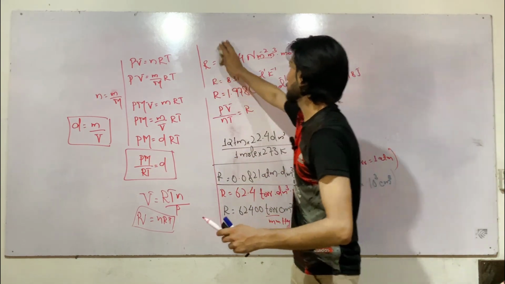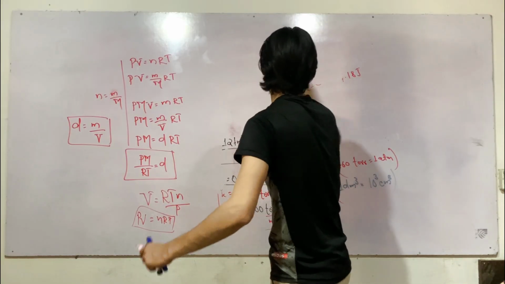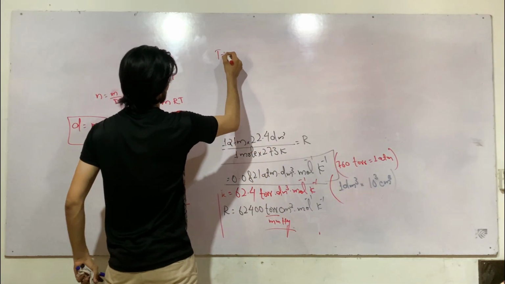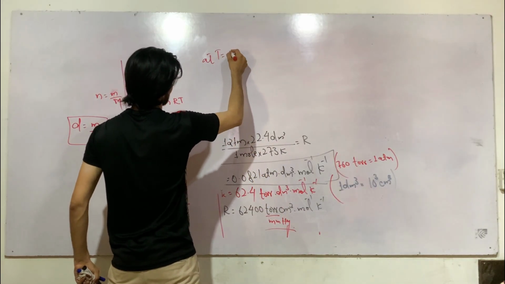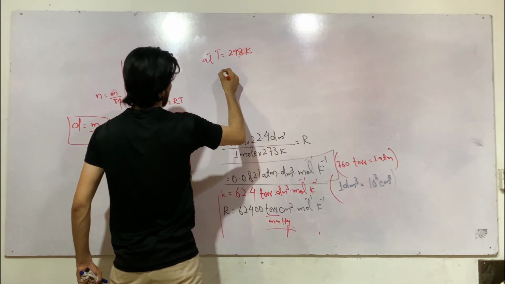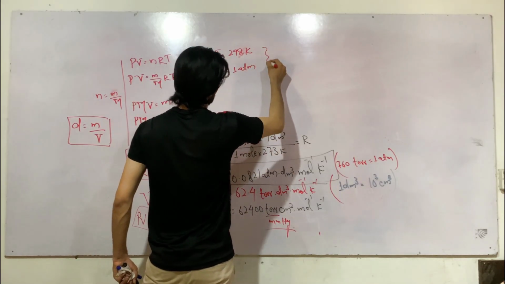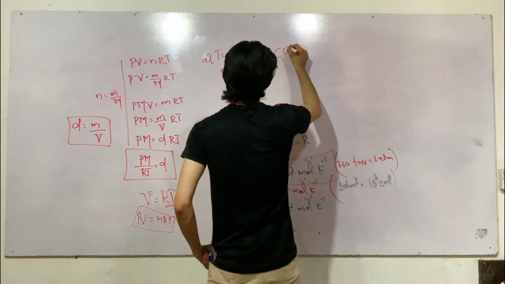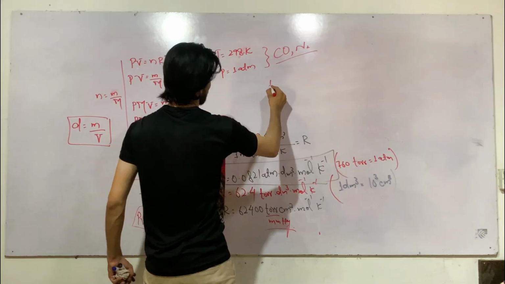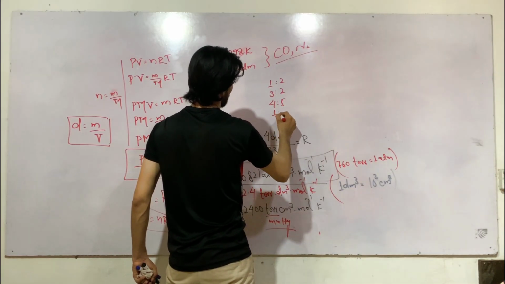Now I'm giving you a question. You have to find the density of two gases. The temperature T is equal to 298 Kelvin, and pressure of 1 atm. What are the densities of carbon monoxide and nitrogen dioxide? What is the relation between their densities? 1:2, 3:2, 4:5, or 1:1?